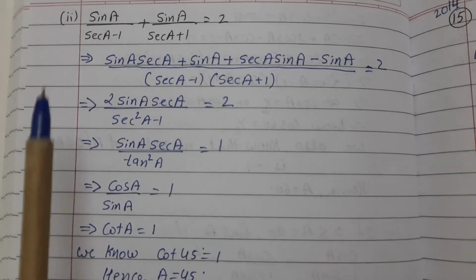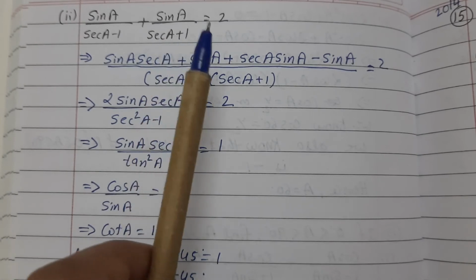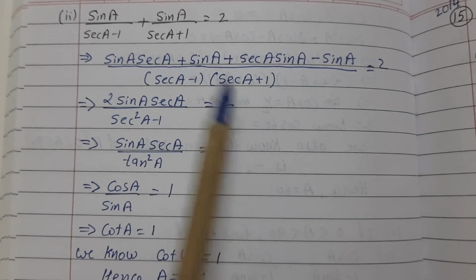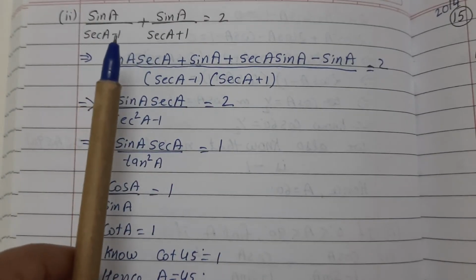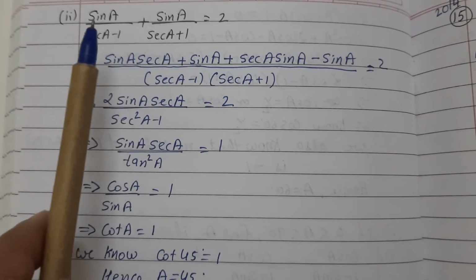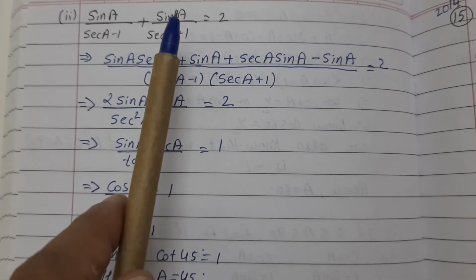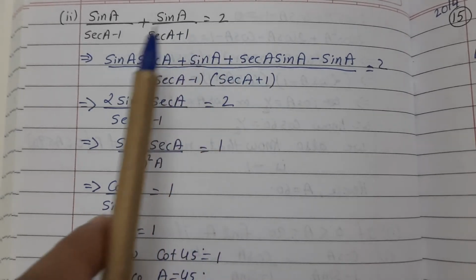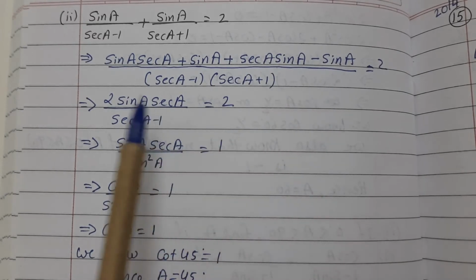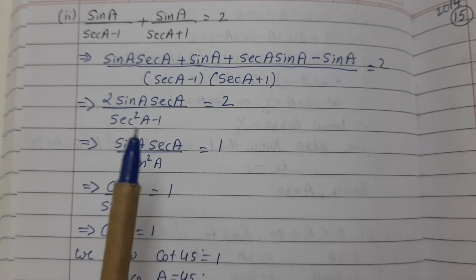Second part, sin A upon sec A minus 1 plus sin A upon sec A plus 1 equal to 2. LCM of the denominators is (sec A minus 1) into (sec A plus 1). Multiply and divide this term by sec A plus 1. Multiply and divide this term by sec A minus 1, and then open the bracket. Sin A into (sec A plus 1) plus sin A into (sec A minus 1). Plus sin A minus sin A cancel each other. 2 sin A sec A, (a minus b) into (a plus b) is a square minus b square.